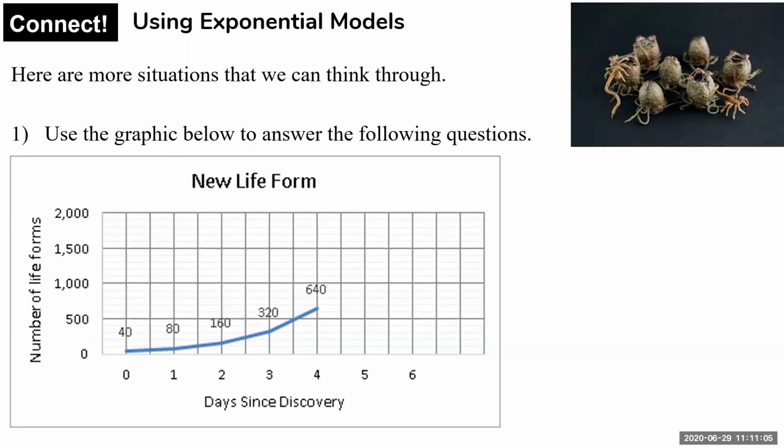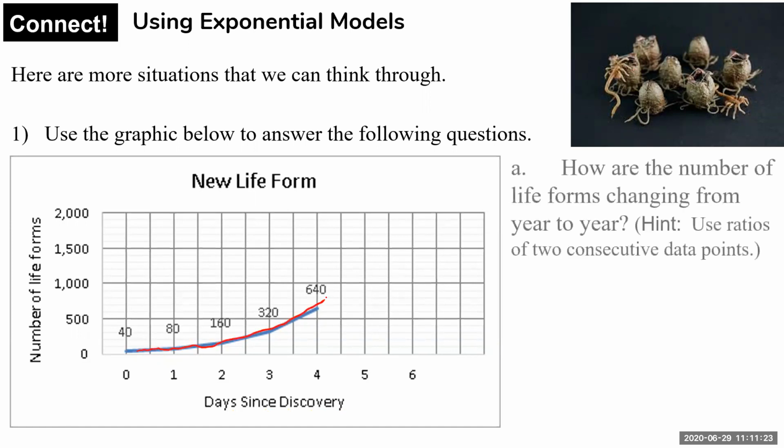We're going to use the graphic below to answer the following questions. So this is days since discovery. We have new life form and number of life forms. And we are going to see a trend. This is the graph, and see what is happening. We're going to use that to do some analysis. How are the number of life forms changing from year to year?